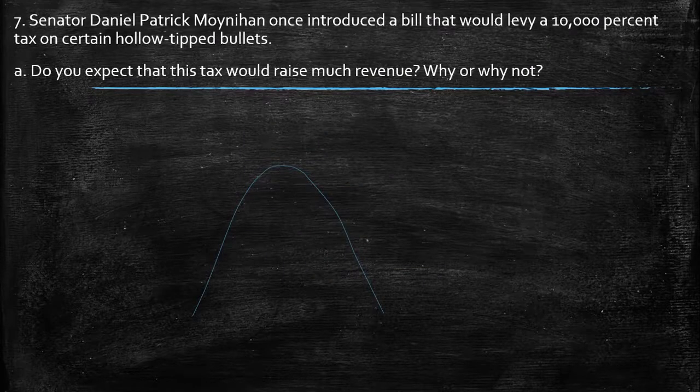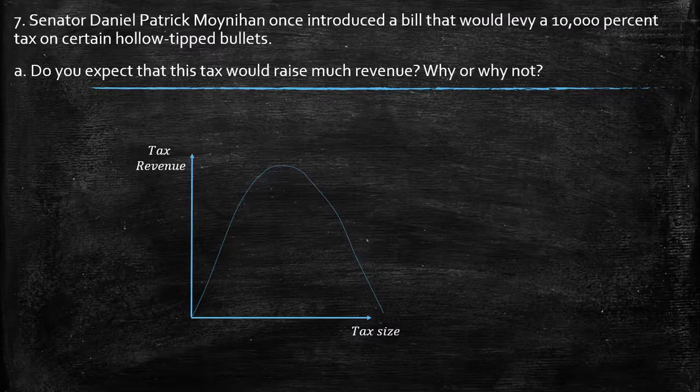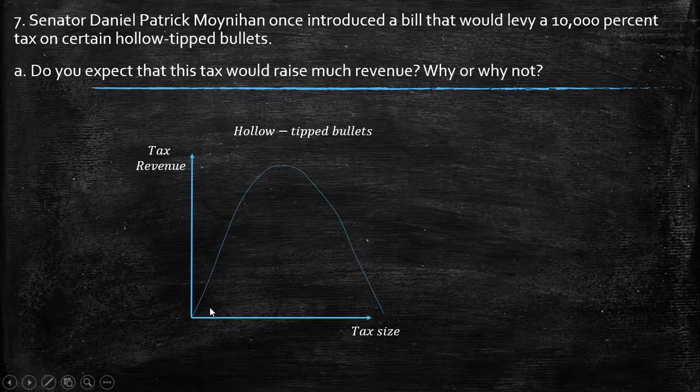The seventh and last part of this video. Senator Daniel Patrick Moynihan once introduced a bill that would levy a 10,000% tax on certain hollow-tipped bullets. Do you expect that this tax would raise much revenue? Why or why not? So here we have the Laffer curve, and here are the hollow-tipped bullets. Here is the maximum, so you need to tax until this point to reach the maximum. If we are around here and the senator increases it by 10,000%, maybe we'll be okay because it will reach the maximum. But if the increase passes it, or lies in another part of the curve, it won't be useful.